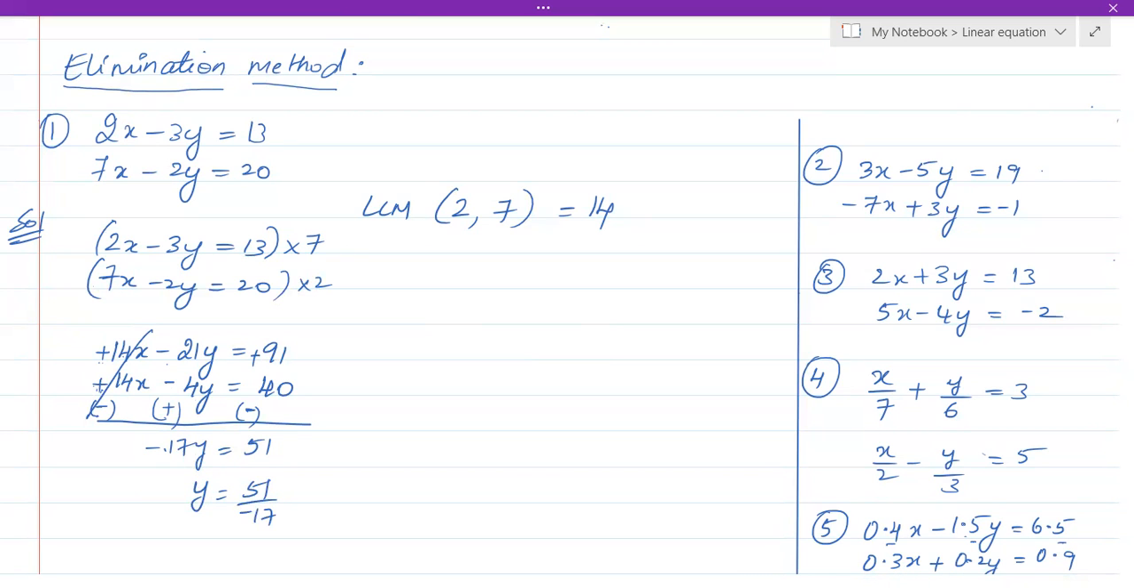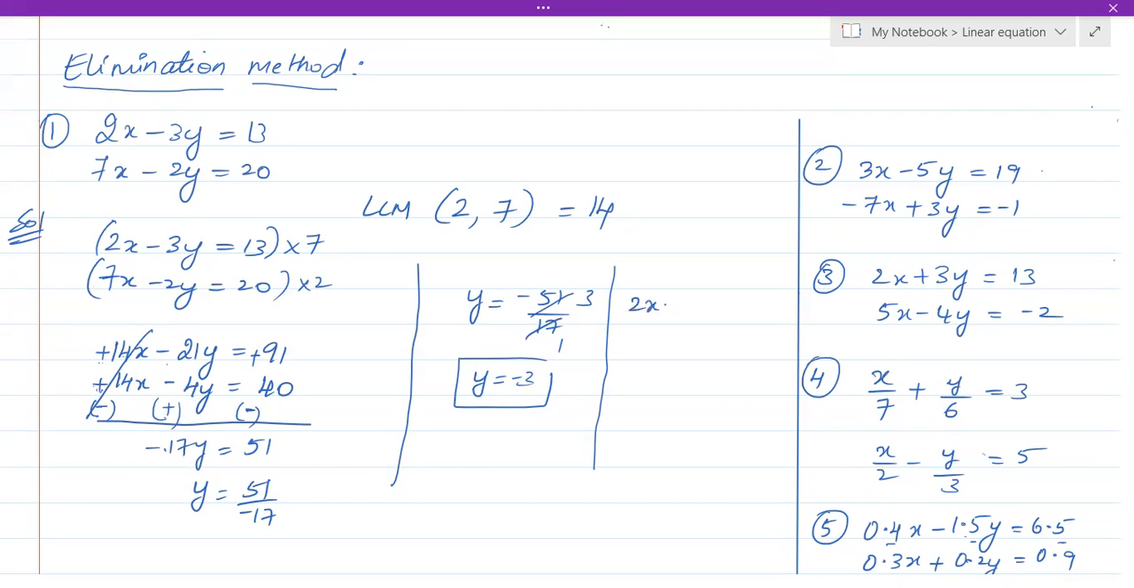Therefore, what do we get? Let me solve it here. We get y is equal to 51 by minus 17, or I can get that minus to the numerator. So 17 ones are 17, 17 threes are 51. Therefore, the y value is negative 3. Once we get the value of y, we can find the value of x using any one of the equations. It's our wish. Let me take the first one itself.